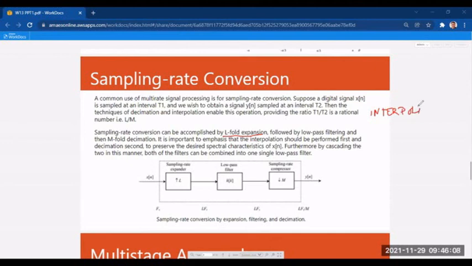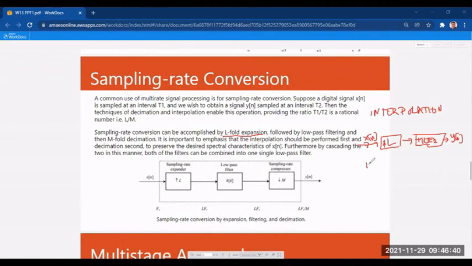Okay, so for the block diagram of interpolation, it was x of n, then L, then the anti-imaging filter, then y of n.